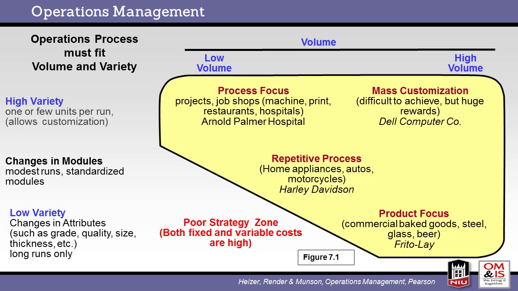This chart maps product or service volume and variety to process type. Low volume, high variety is associated with process focus, found in projects, job shops, restaurants, and hospitals, for example. High volume, low variety works best with a product focus, found in steel and glass production, commercial baked goods, and beer. A repetitive process is aligned with medium volume and medium variety, found in automobile and appliance production.